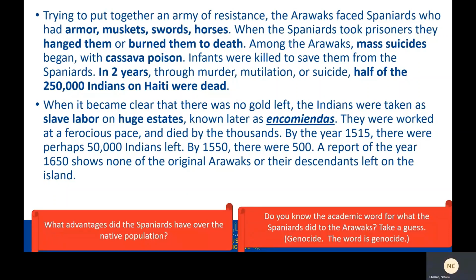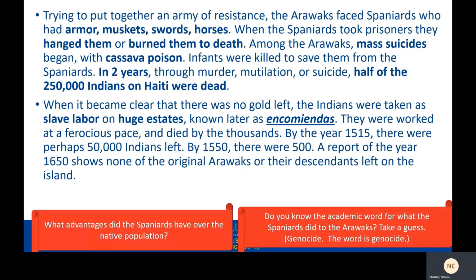Trying to put together an army of resistance, the Arawaks faced Spaniards who had armor, muskets, guns, swords, horses. When the Spaniards took prisoners, they hanged them or burned them to death. Among the Arawaks, mass suicides began with cassava poison. Infants were killed to save them from the Spaniards. In 2 years, through murder, mutilation, or suicide, half of the 250,000 Indians in Haiti were dead.